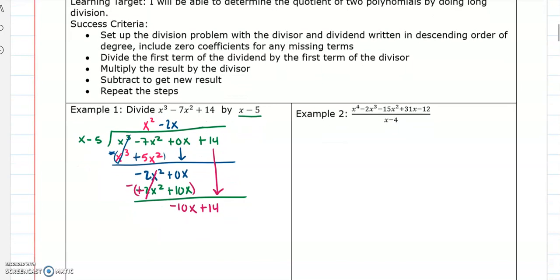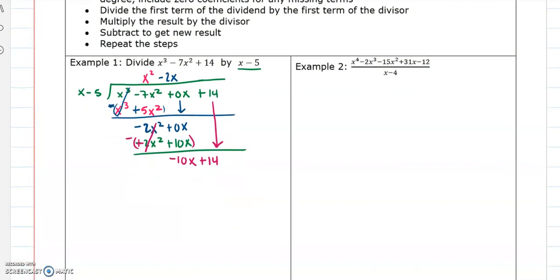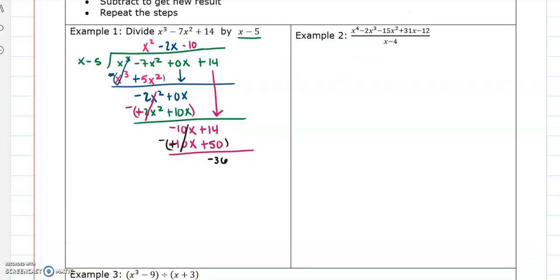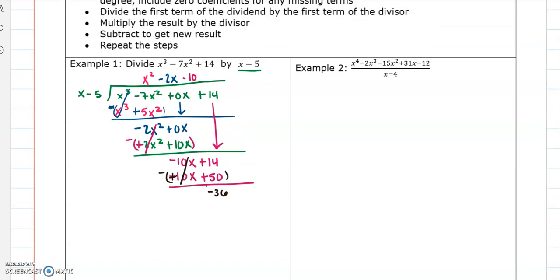So we just keep dropping terms until we're out of terms. And then now, how do I get x to become negative 10x? Well, I multiply by a negative 10. So negative 10 times x is negative 10x. Negative 10 times a negative 5 is a positive 50. And then remember, we are subtracting. So negative 10x minus negative 10x turns to plus, so those cancel. I have 14 minus 50, which is going to give me negative 36. That is your remainder.